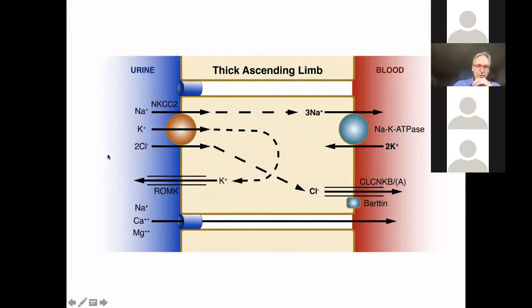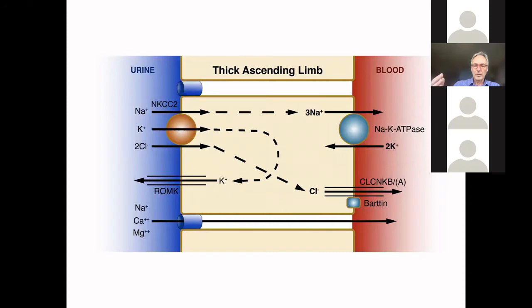The chloride that's coming in through here leaves on the basolateral side through the chloride channel ClCNKB, and probably also a little bit through the sister channel A. And the gene encoding ClCNKB was the third gene associated with Bartter syndrome. It needs a subunit called Barttin, encoded by a gene called BSND, and that is the fourth gene that was identified as causing Bartter syndrome.